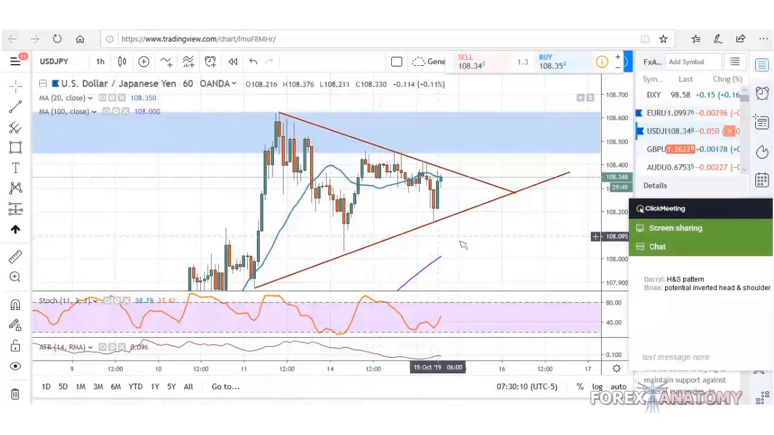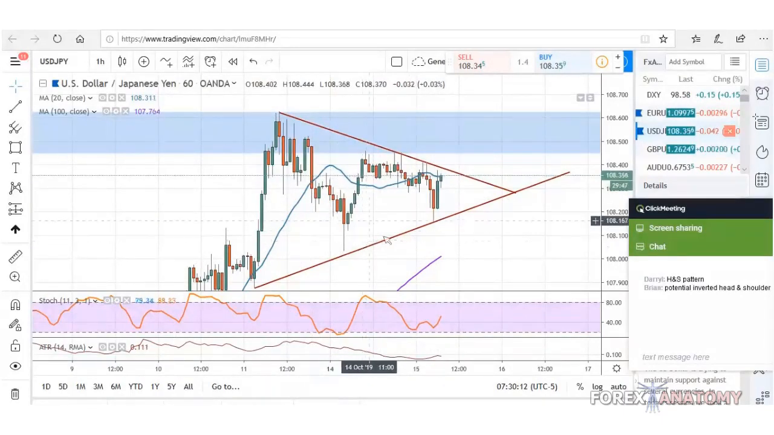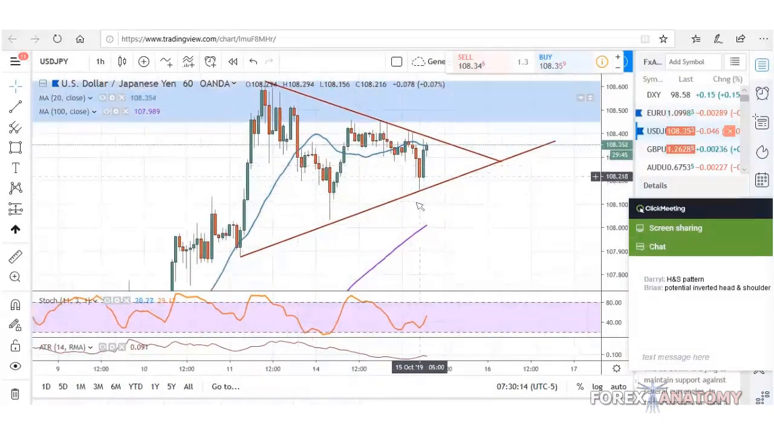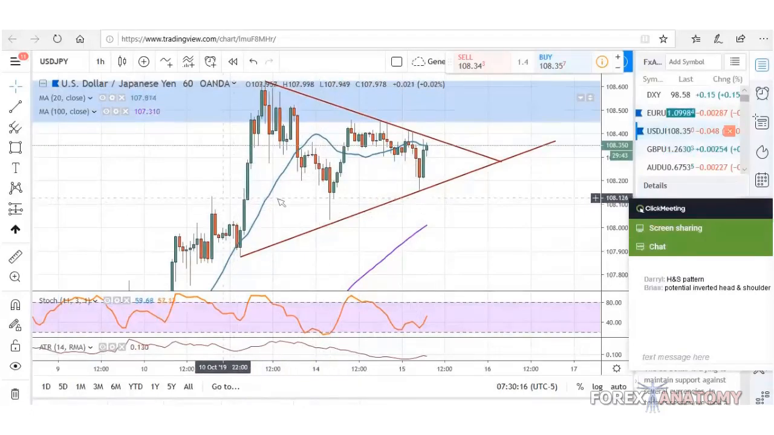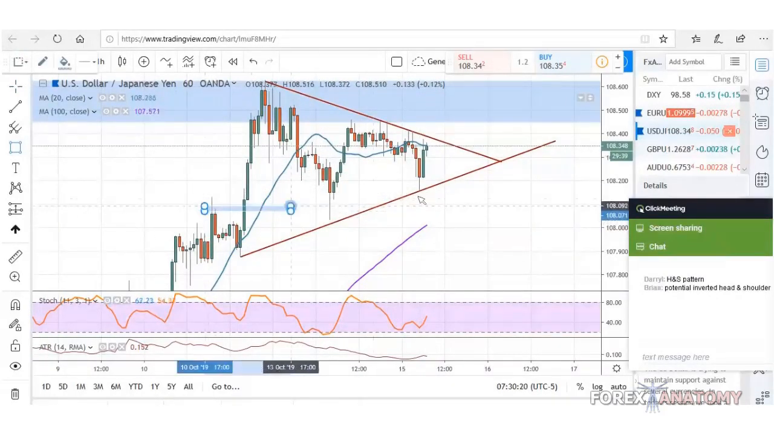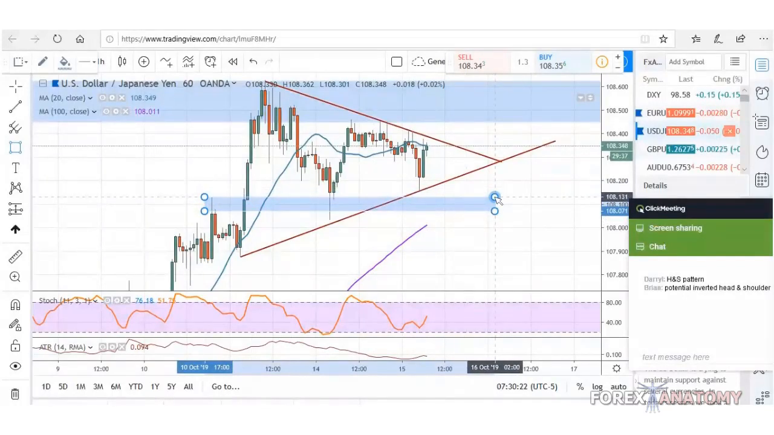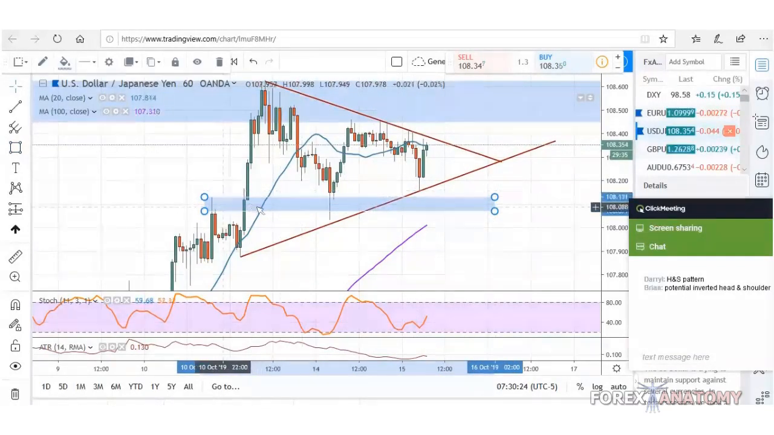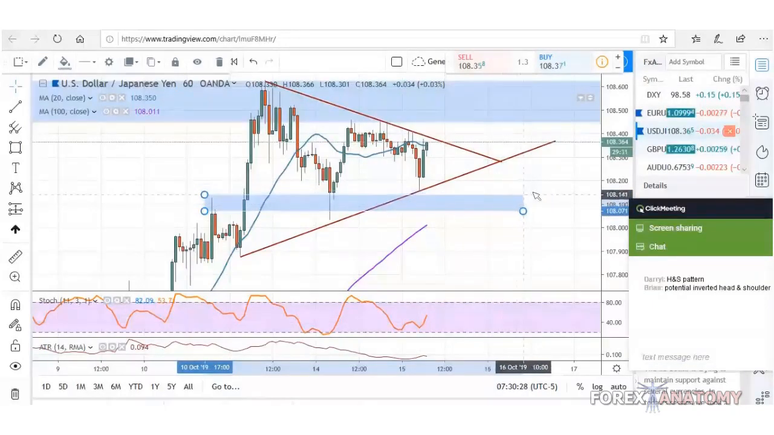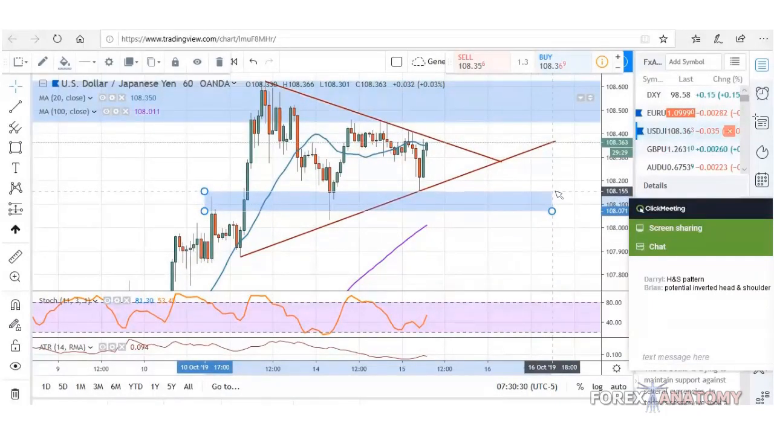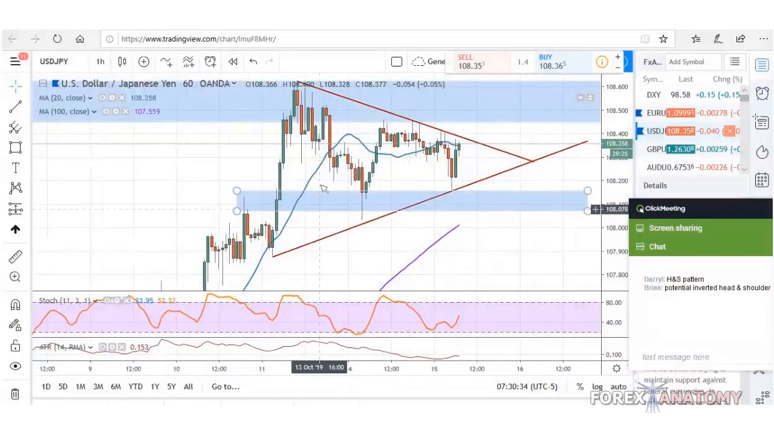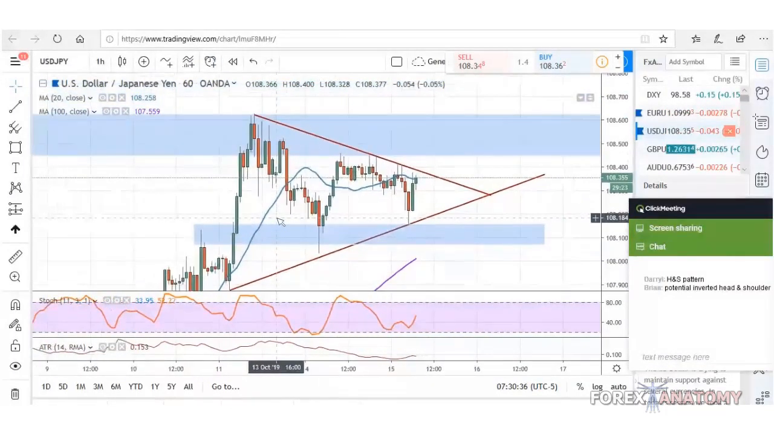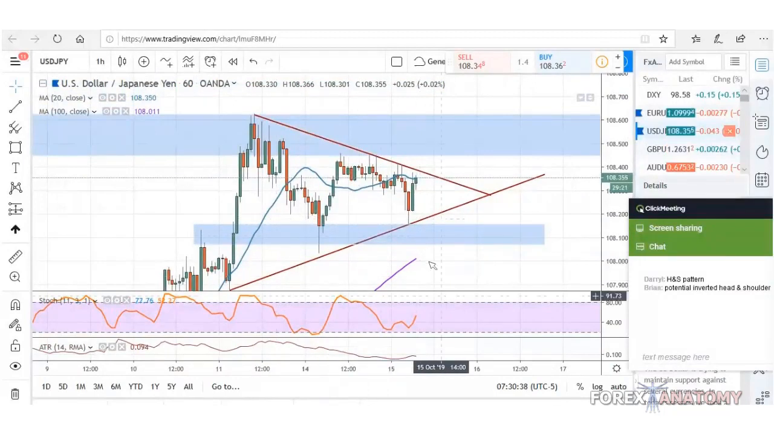Price can either break to the downside, and if it does, then we'll need to wait for price to break below this area of structure right here. Let me just draw this in, because we have this resistance area, and we have this support right here. Price will have to break through this zone in order to support a selling opportunity. So we don't want to do anything yet until we see a clean break of this zone.